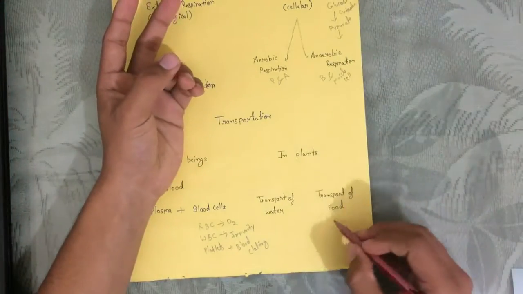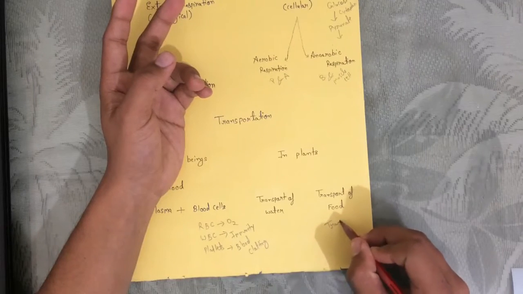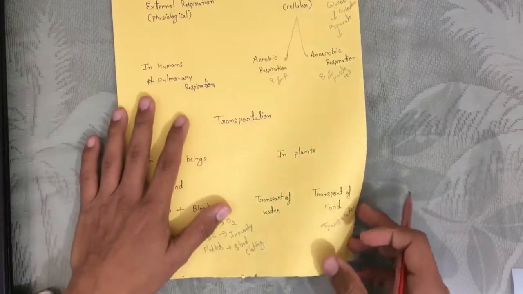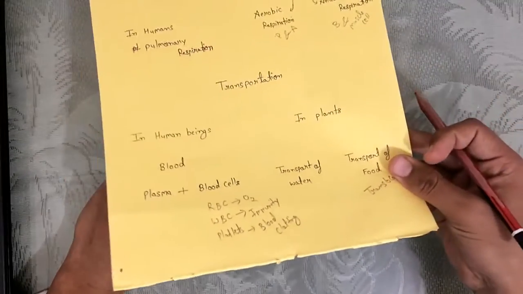Transport of food is called translocation. You can remember this, translocation. Transport of food is called translocation. That's it.